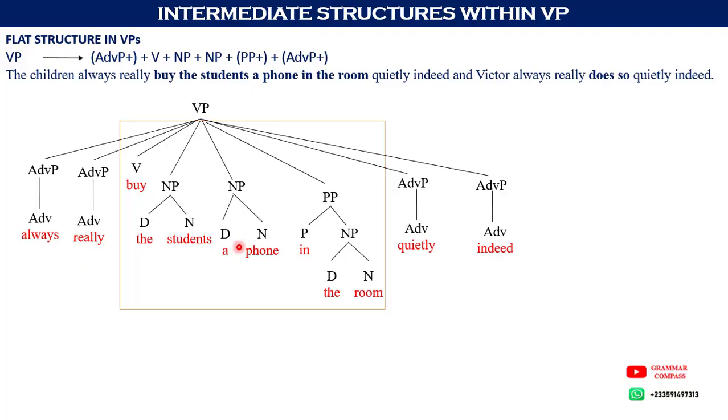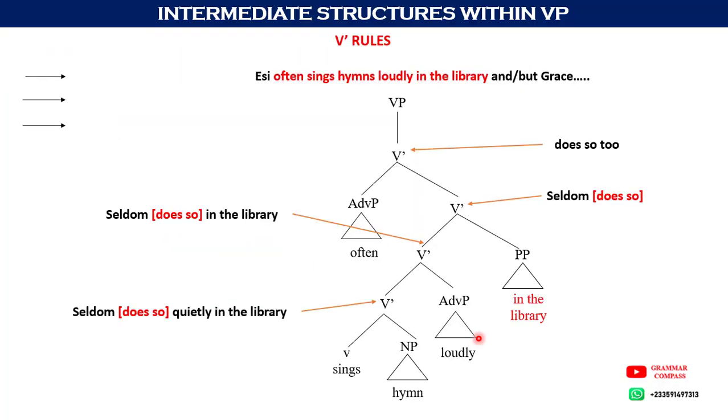Now, if that is the case, how will a VP tree look? Here is the proposed tree. First of all, we have a VP that moves to a V-bar. The sentence we are dealing with is, AC often sings hymns loudly in the library, but Grace does so too. So the "does so too" over here targets the entire verb phrase. Therefore, we have an intermediate level, a V-bar.